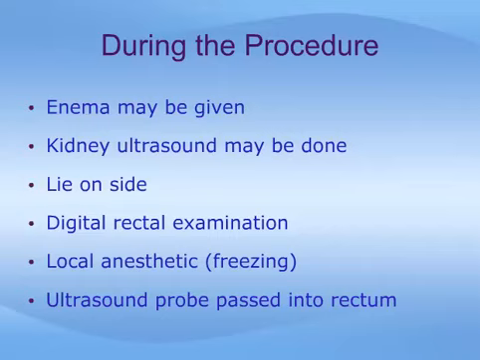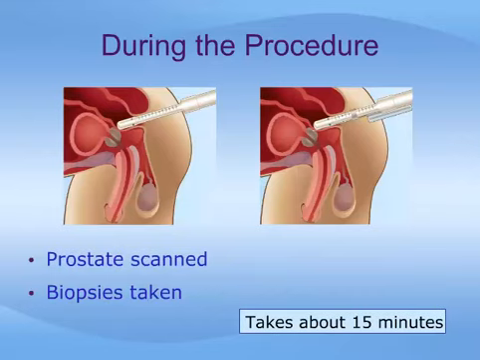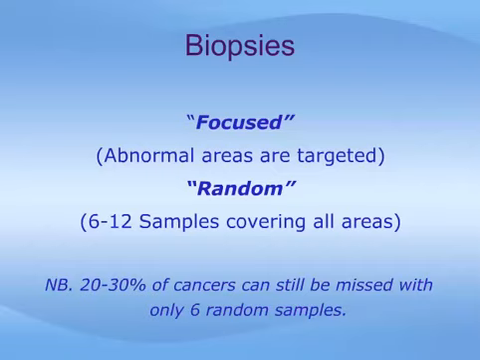Once freezing is given, the ultrasound probe is passed into the rectum and the prostate is scanned. As noted, the prostate is measured and any abnormalities are evaluated. The biopsy device is then attached to the probe and the samples are taken. It is the exception to the rule when abnormal areas are visualized in the prostate.